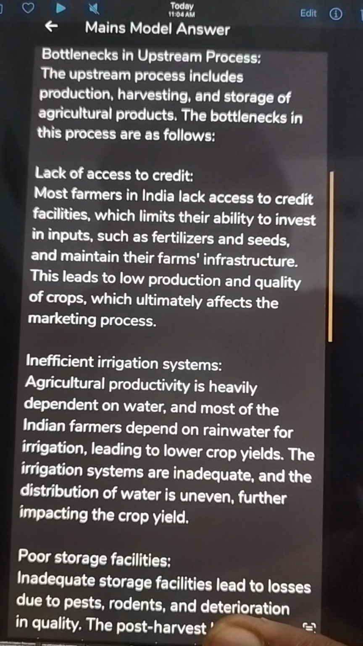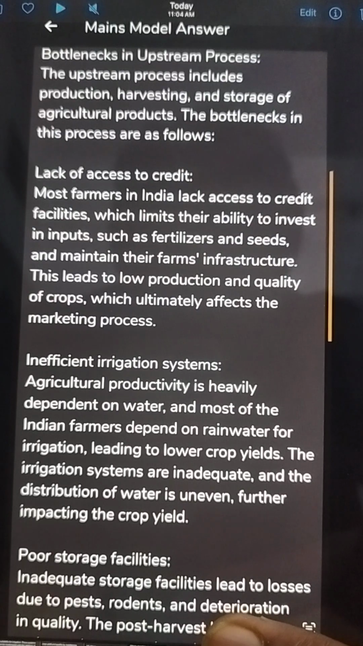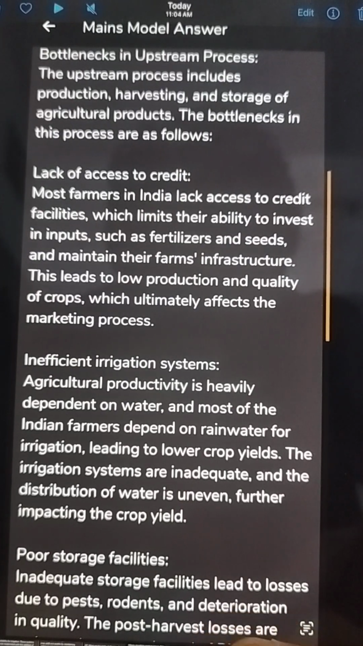Then comes inefficient irrigation system. Agriculture productivity is heavily dependent on water, and most of the Indian farmers depend on rainwater for irrigation, leading to lower crop yields. Irrigation systems are inadequate and the distribution of water is uneven, further impacting the crop yield. Then comes poor storage facilities.